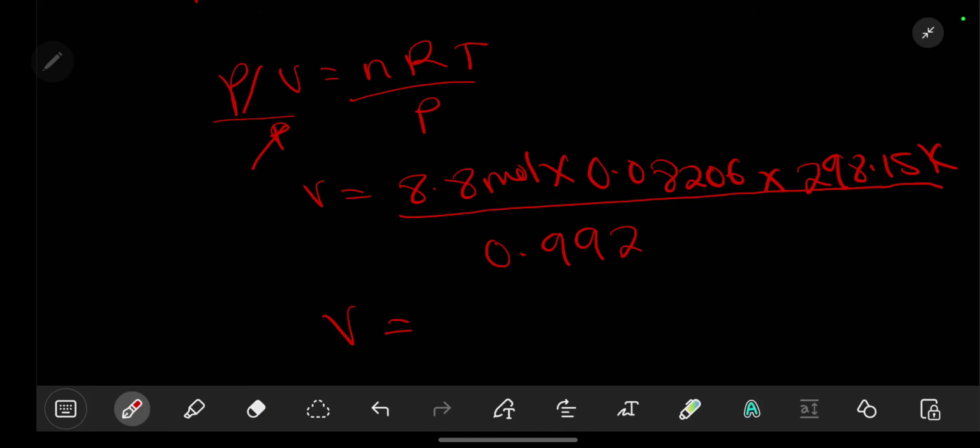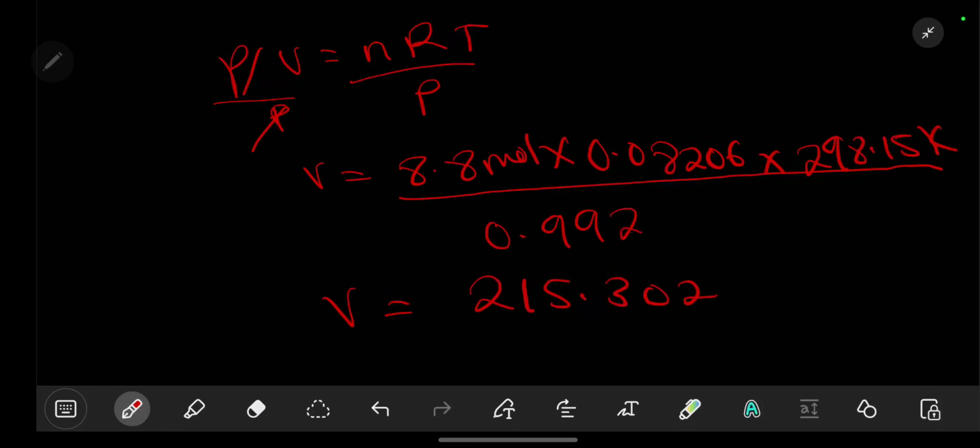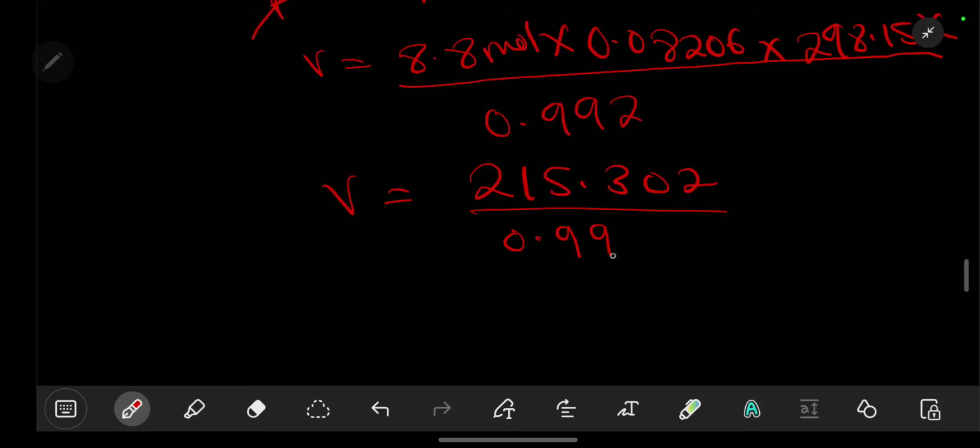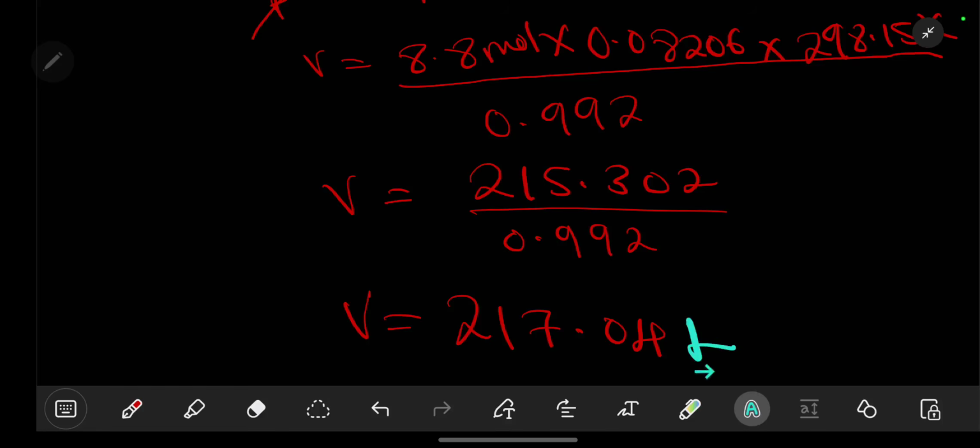So volume is equal to, let's multiply on top: 8.8 times 0.08206 times 298.15. This is going to give us a value of 215.302. Then we divide by 0.992. So our volume should be equal to 215.302 divided by 0.992, which gives us 217.04 liters. Let's move on to our next problem.